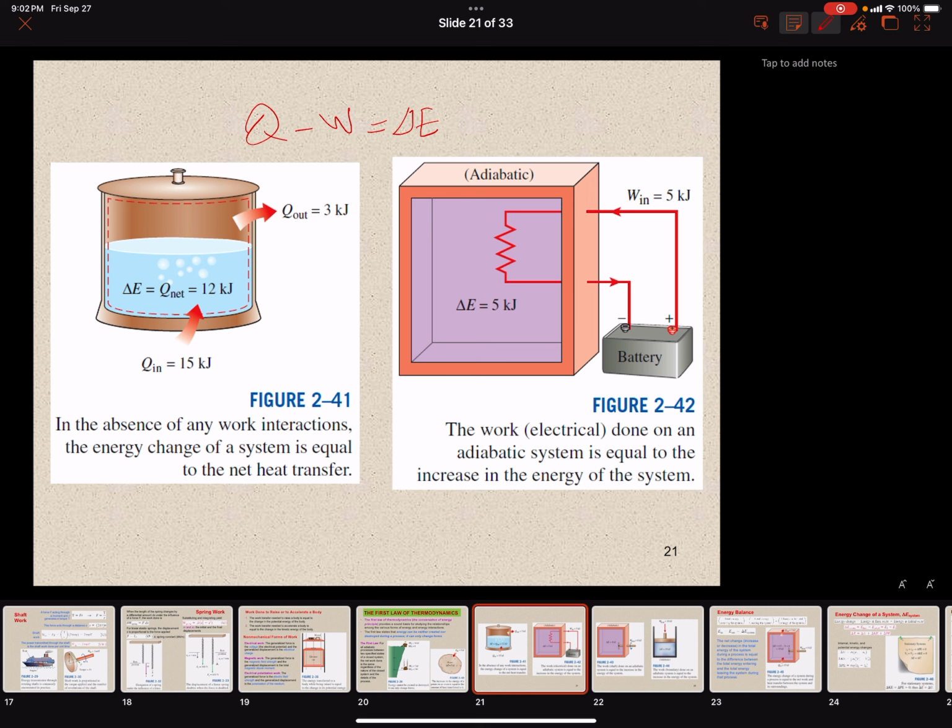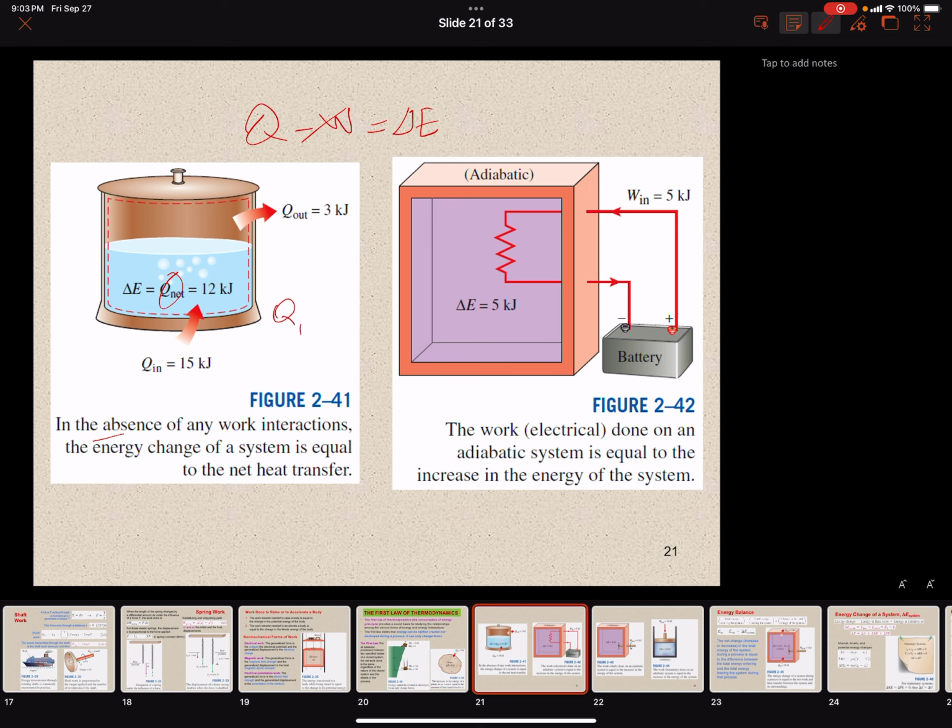So for this figure, if we apply this equation, there is Q net, so Q will be Q in minus Q out, and for the work, let me write it like this. Oh, there is no work. Okay, here they said in the absence of any work interaction, the energy change of the system is equal to the net heat transfer. So there is no work.